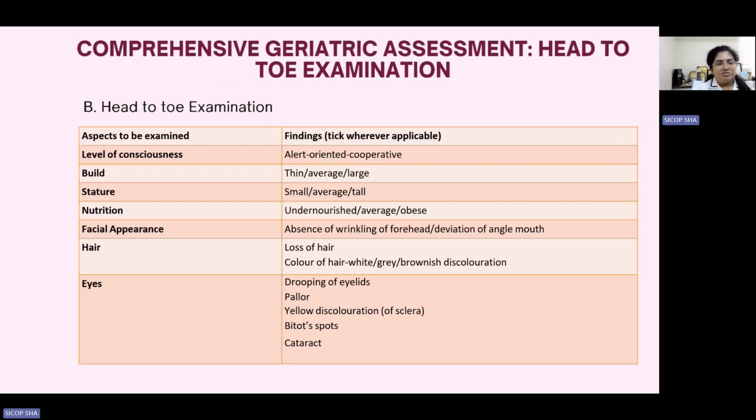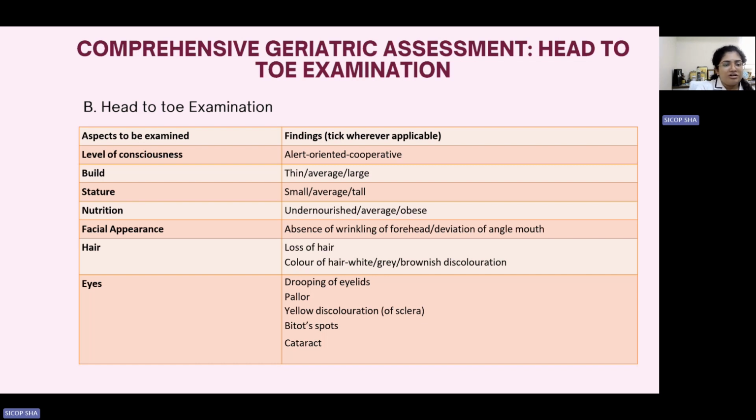Next, we do the head-to-toe examination. What are we examining and what findings do we search for? Level of consciousness: the patient is alert, oriented or cooperative, whichever is applicable. Build: thin, average, large. Stature: small, average, tall. Nutrition: undernourished, average or obese. Facial appearance: absence of wrinkling of the forehead, deviation of the angle of the mouth, and whether a mask-like face appearance is present or not. These things we have to observe.